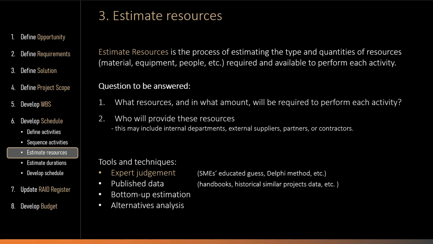There are several tools or techniques that can be used for resource estimation. The most common technique is expert judgment. In practice, this usually means asking the owner of the relevant work package or other subject matter expert to estimate what resources are needed to complete the activity. These experts are often best placed to understand the nature of the work, the skills required, the level of effort involved, and any constraints that may affect availability of needed resources.